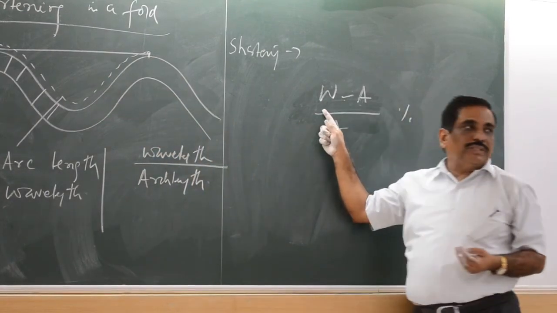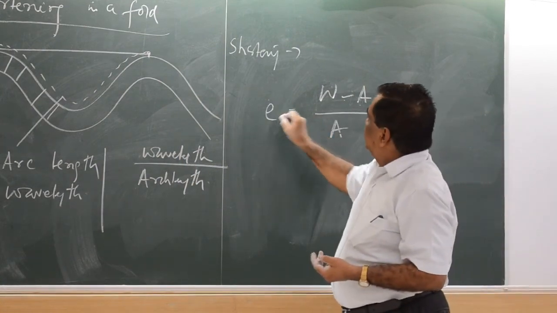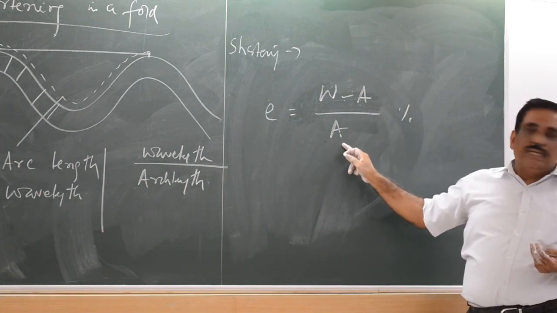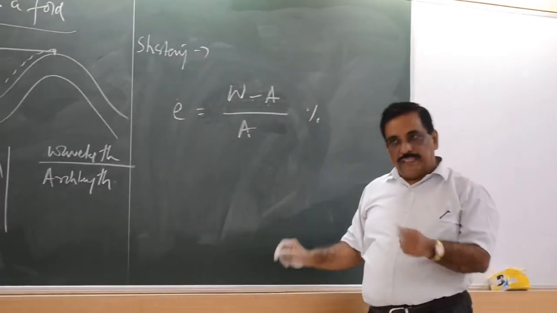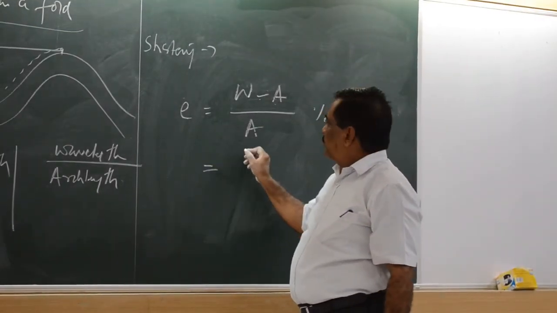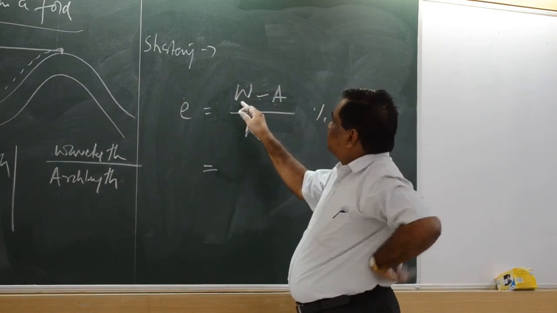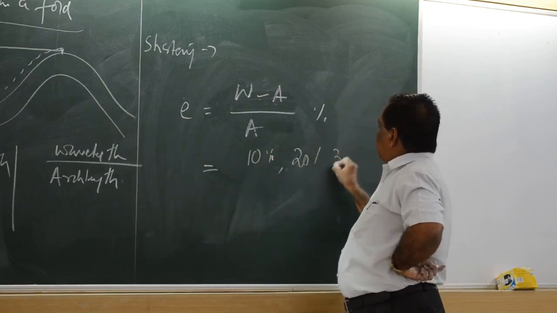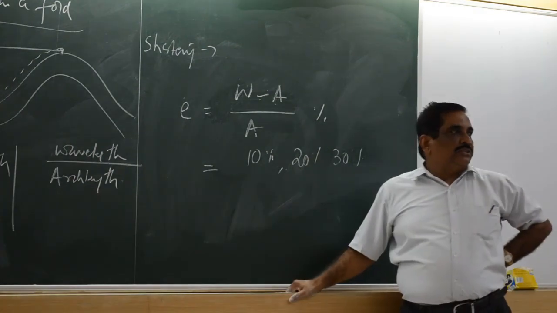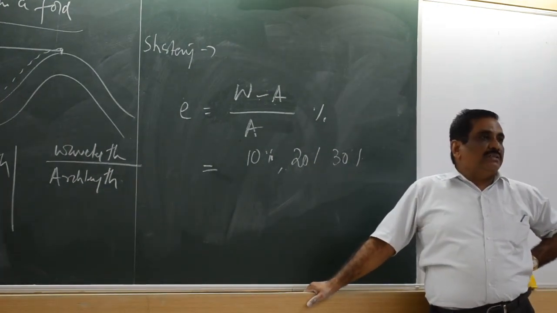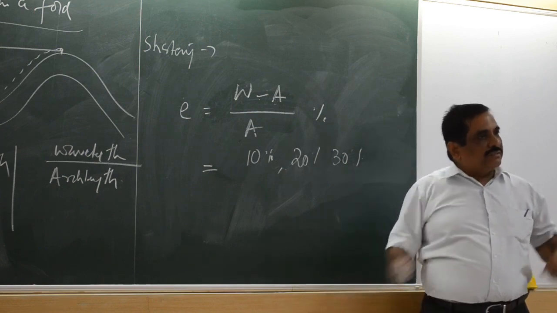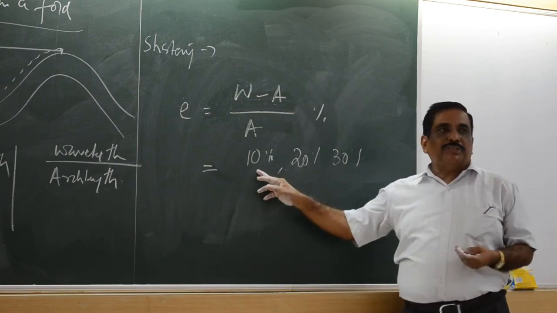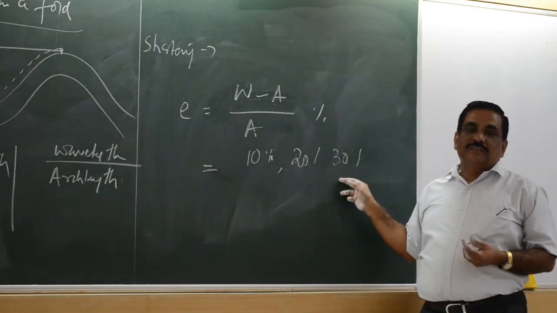So what is shortening? Shortening is some sort of strain. Strain is the final length minus initial length upon the initial length, expressed as a percentage. You can express it as 10% shortening, 20% shortening, 30% shortening. So 10% shortening means less deformation; 20%, 30% means more deformation. Could you follow this point?